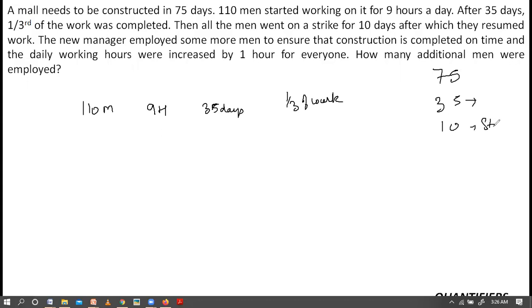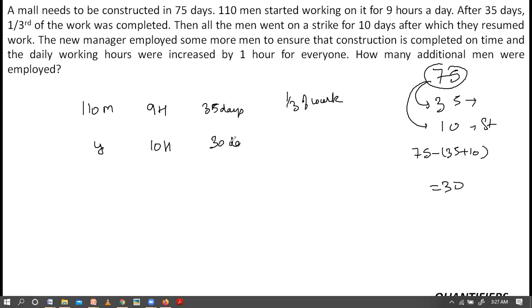Okay. Now, how many more employees should be there? Okay, how many more employees should be there with increased working hours by 1? Basically 10 hour working हो जाएंगे by 1 hour increase है. There are some new men added so that the work is completed on time. Work is completed on time means out of 75 days, 35 तो पहले ही हो चुकी है, 10 और निकल गए. So बचे कितने days? 75 minus 35 plus 10. Only 30 days are left.